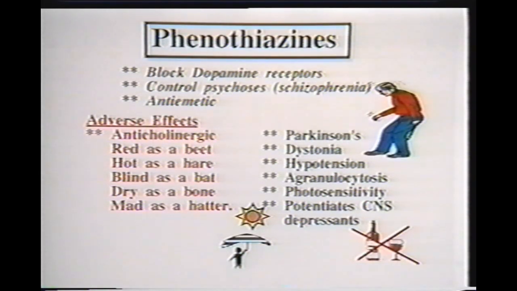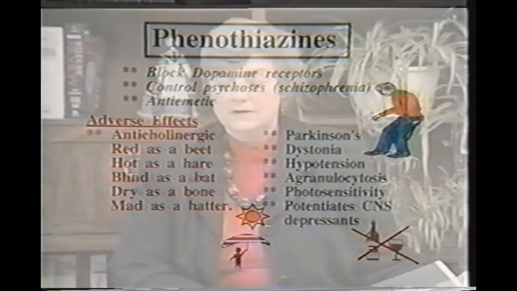Phenothiazines are sometimes used in addition to antipsychotic agents. They're used also as antiemetic agents. All of your phenothiazines have the word zine in their name, like Thorazine, even fluphenazine, which is Prolixin. But in one, either generic or trade name, they have the term zine in the name.